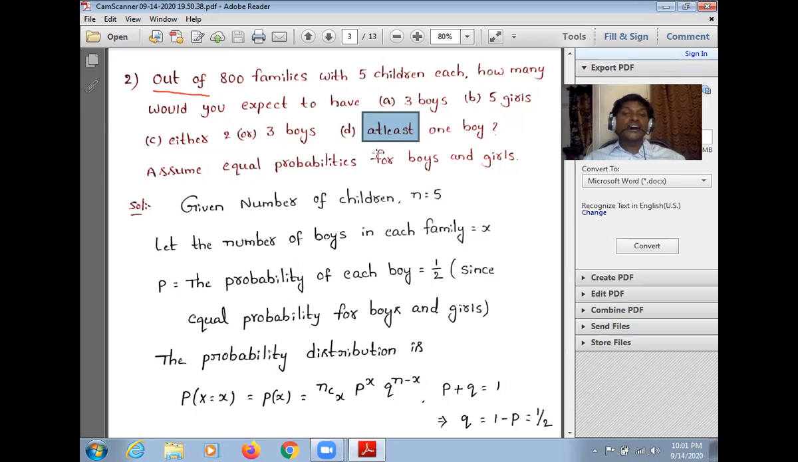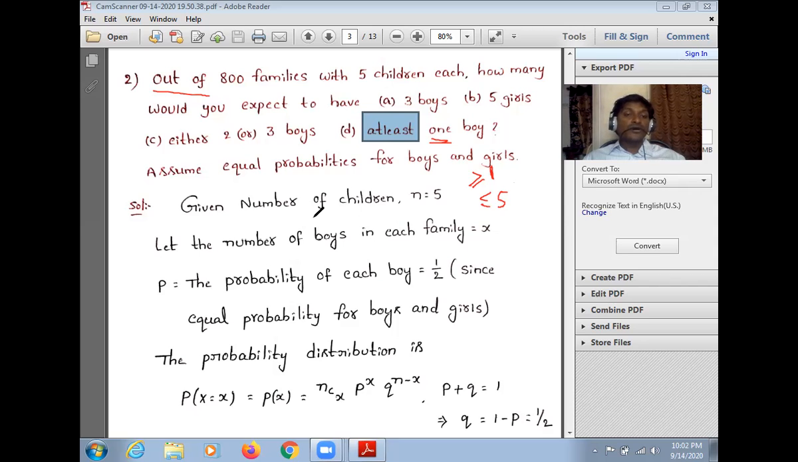Here, at least is nothing but greater than or equal to. So remember that at least means greater than or equal to, including that value. And at most is nothing but less than or equal to. Suppose at least 1, it means greater than or equal to 1. Suppose at most 5, then less than or equal to 5. So this terminology is very important.